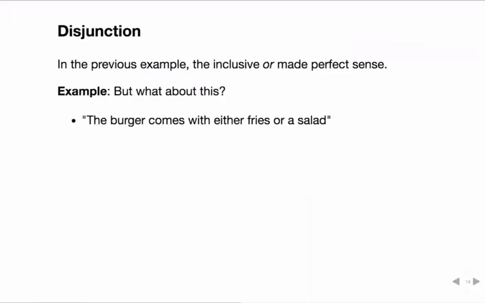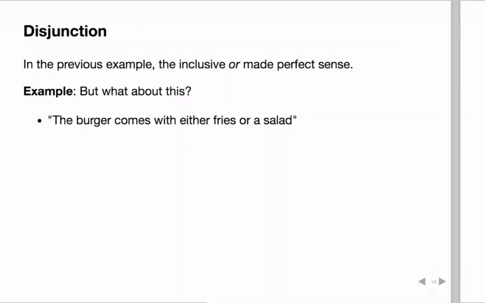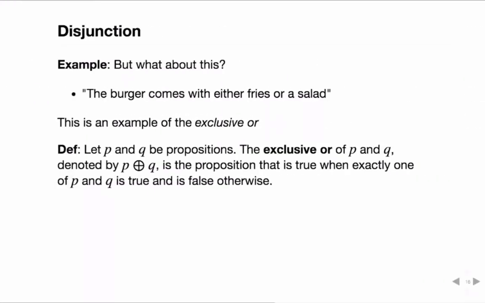Okay, so in the previous example, the inclusive OR made perfect sense. We didn't care if a student had taken both linear algebra and probability and statistics. But in certain cases, that inclusive OR is not quite right. So for example, let's suppose that you're in a restaurant and you order a burger and the waiter tells you the burger comes with either fries or a salad. Now, if you were to turn to your waiter and say, I'll have the fries and the salad, he would probably look at you funny and probably try to charge you a few dollars extra, because that's not what they mean when they say that you can have fries or a salad. So this is an example of what's called an exclusive disjunction or an exclusive OR.